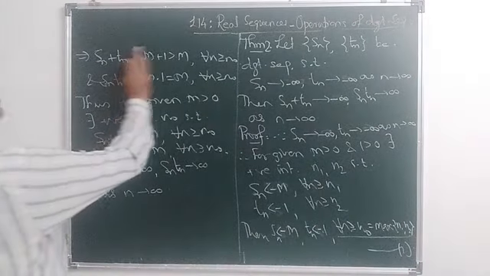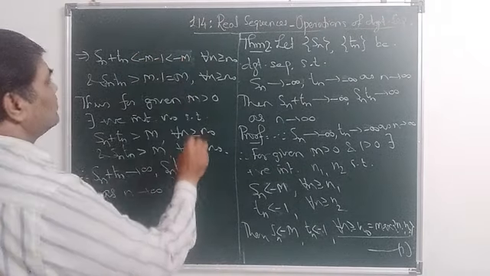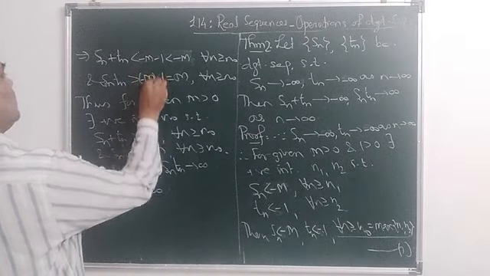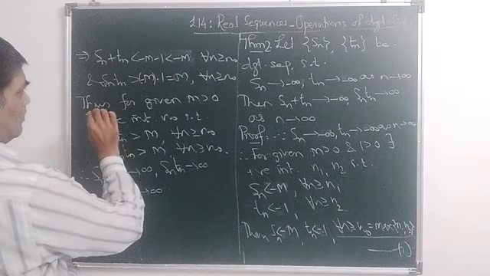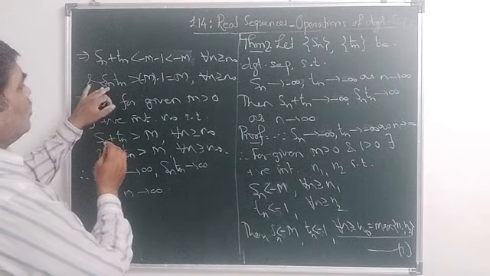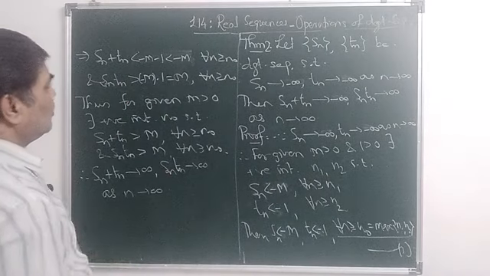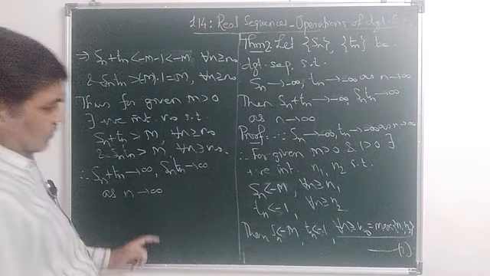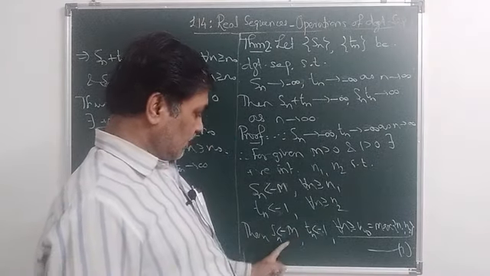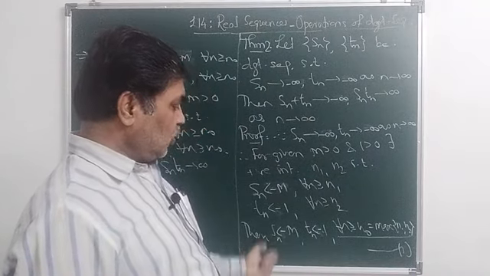Therefore, Sn plus Tn is less than minus m minus 1. This must be less than minus m. And Sn Tn is greater than minus m into minus 1, because Sn is less than minus m and Tn is less than minus 1, so Sn into Tn becomes a positive number.